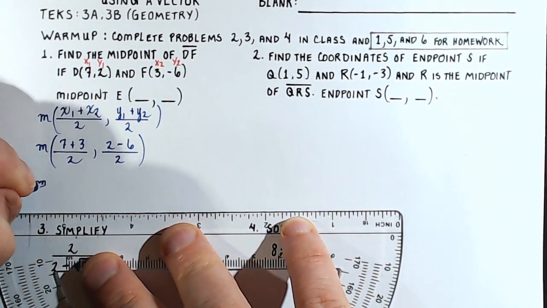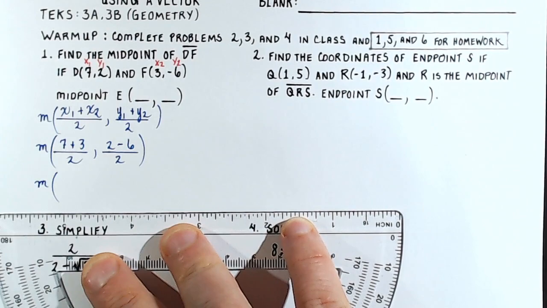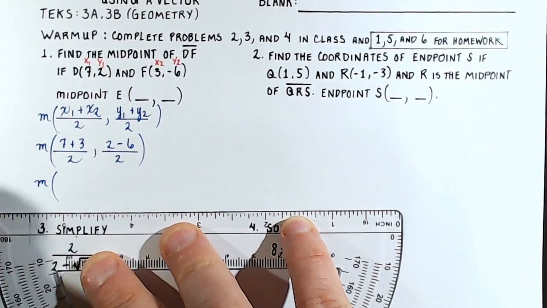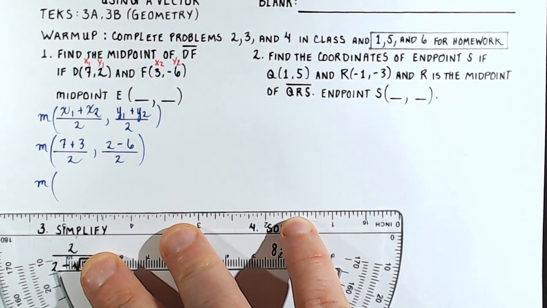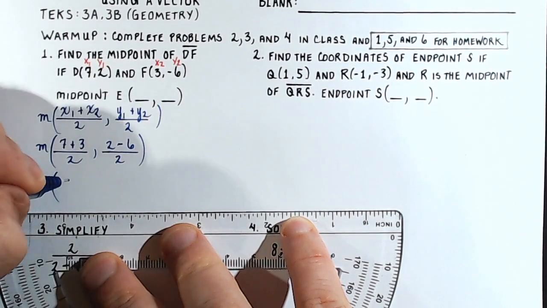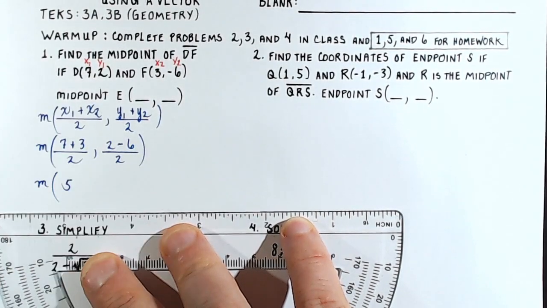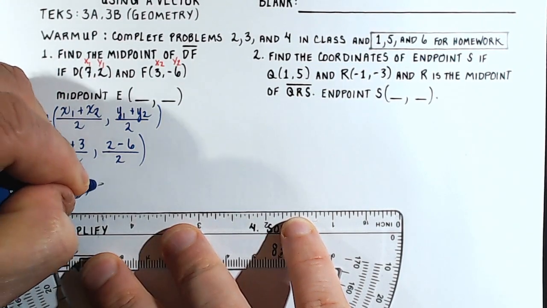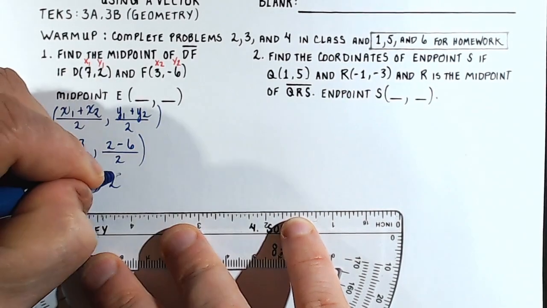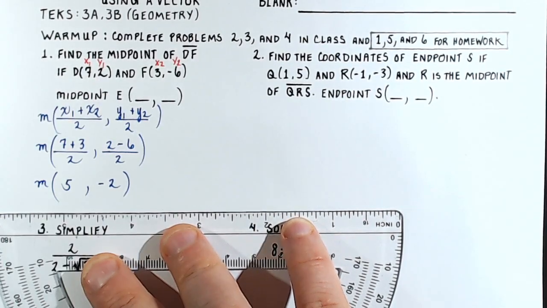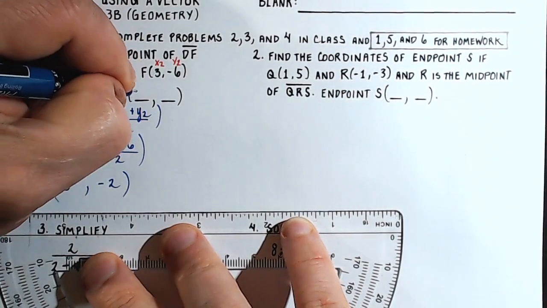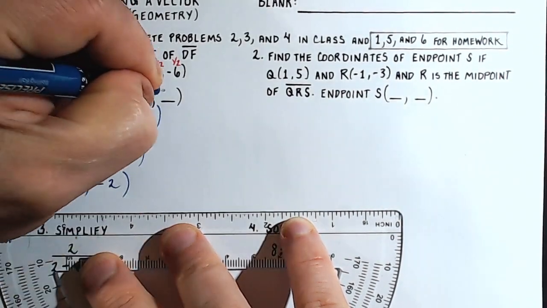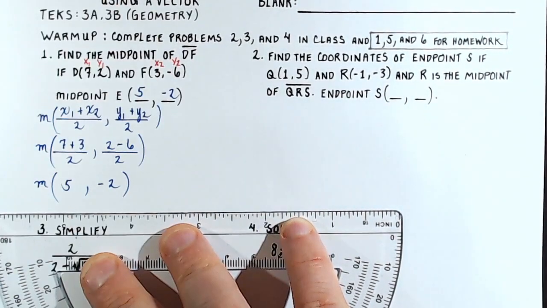Simplifying further, we can reduce these fractions to whole numbers now. 7 plus 3 is 10, and 10 divided by 2 is 5. 2 minus 6 is negative 4, and negative 4 divided by 2 is negative 2. So the x and y coordinates of the midpoint are 5, negative 2. And that's number 1.